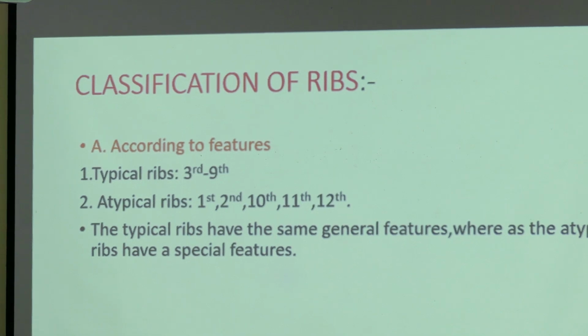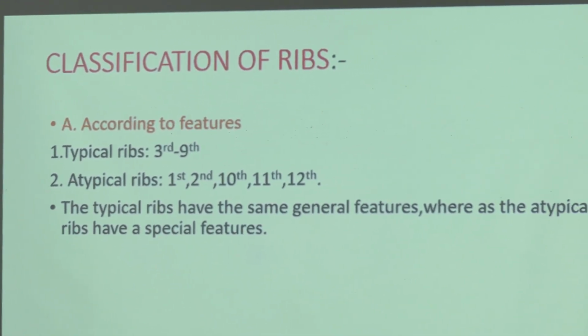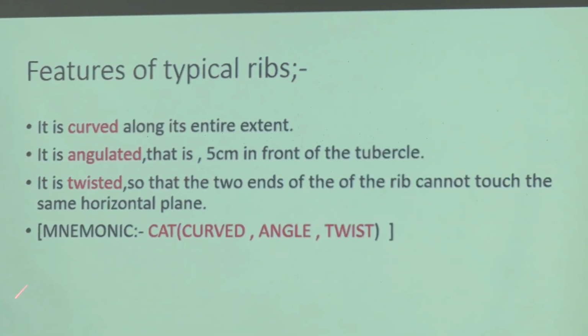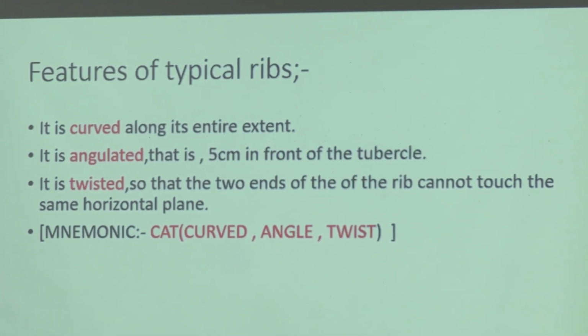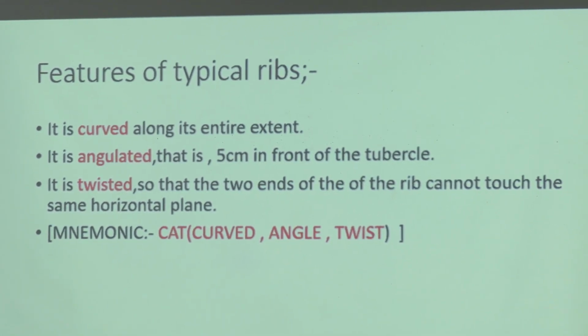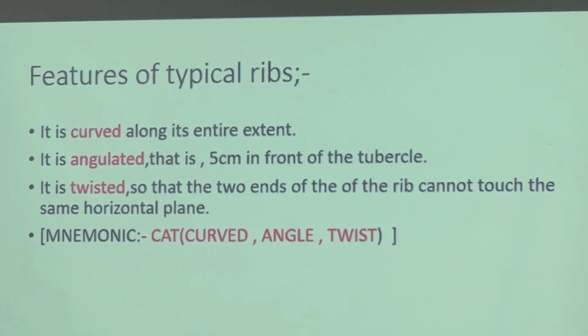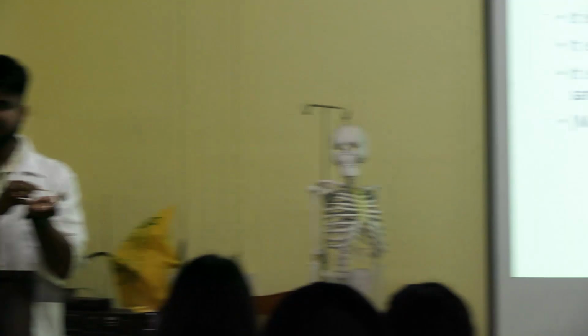Can anyone tell me the features of the typical ribs? See, curved, angulated and twisted. So what is the meaning of twisting? If you put it on the table or any plane surface, the posterior part is lifted off. This is the main reason.